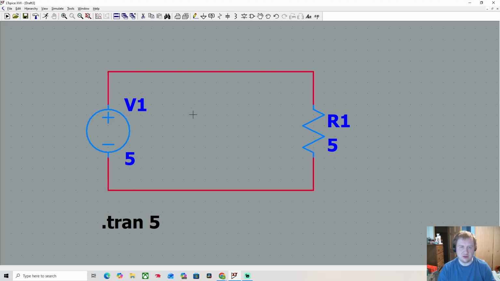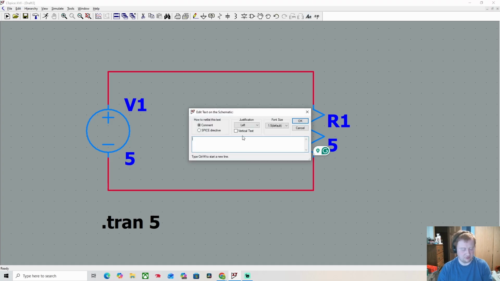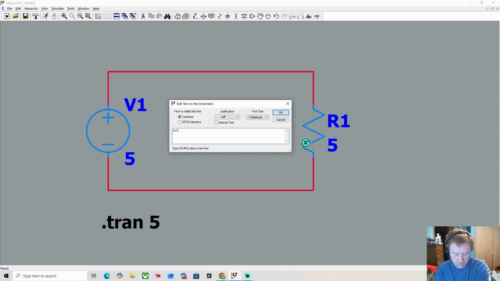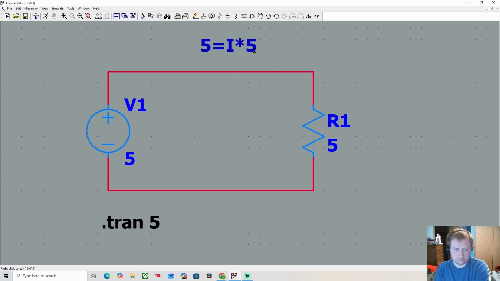Now we can bring up the equation again. V1 is going to be 5 volts. So 5 volts is equal to resistance times current. We don't know what the current is, so let's just label that I, and we're multiplying it by the resistance value of 5. So this should just give us a basic 1 amp, and that's the base value for current.